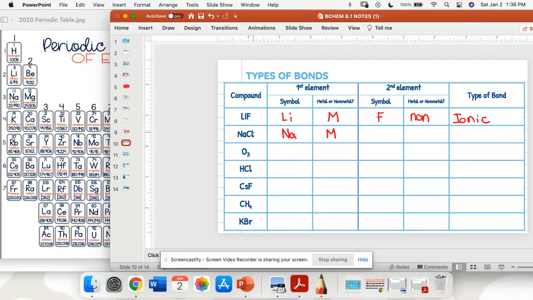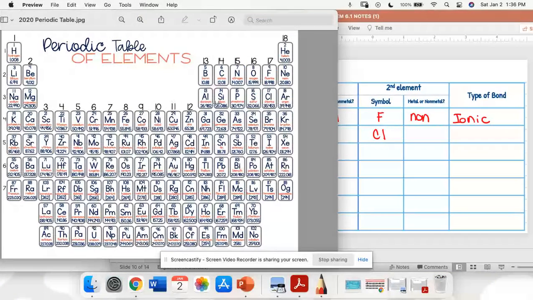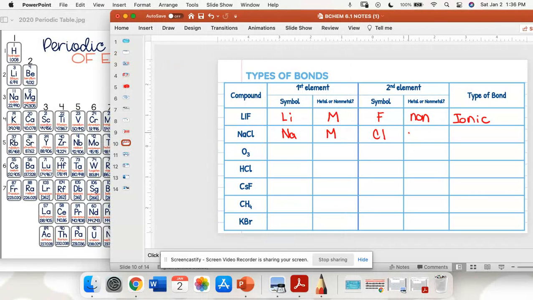Our second element is Cl, which is atomic number 17, all the way over here. That is a non-metal. Again, we have a metal plus a non-metal, which is an ionic bond.